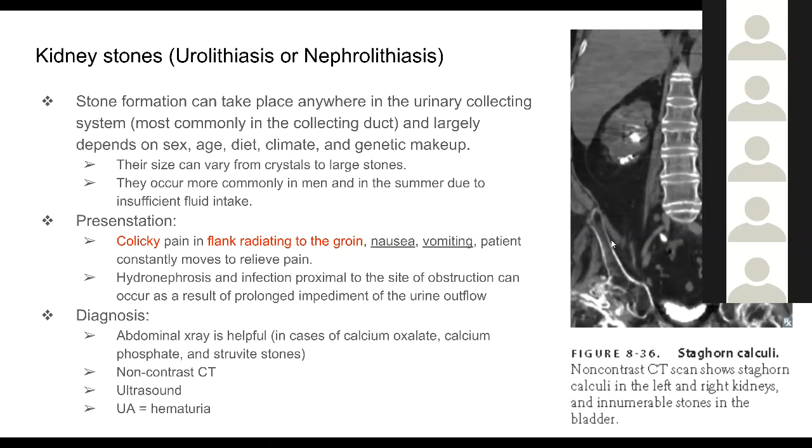So in diagnosis, an abdominal X-ray is helpful in some cases, but not all, because not all stones can be seen on the X-ray. Non-contrast CT is probably one of the best techniques to help us see the stone. And then we have ultrasound. And sometimes when someone comes in with blood in the urine, the first thing you order is the UA, which is a urinalysis, to check.